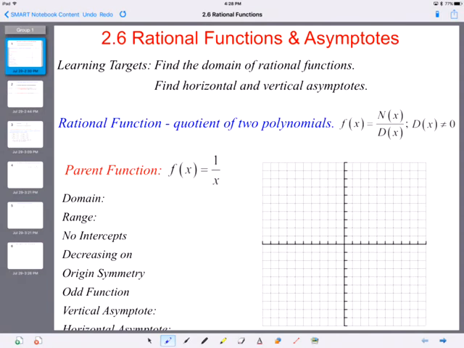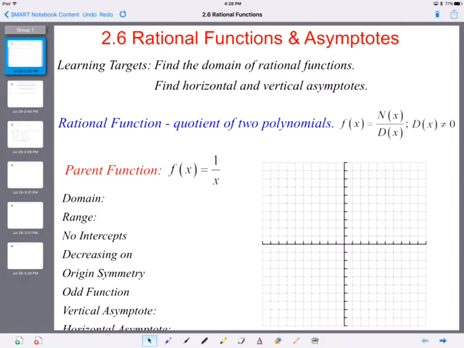Welcome to section 2.6, Rational Functions and Asymptotes. Our focus today is going to be finding the domain of rational functions and also finding the horizontal and vertical asymptotes of rational functions. We're first going to start with the parent function of a rational function, and what a rational function is the quotient of two polynomials. So f of x, we're going to write this as f of x equals n of x divided by d of x, and d of x cannot equal 0 because your denominator cannot equal 0.